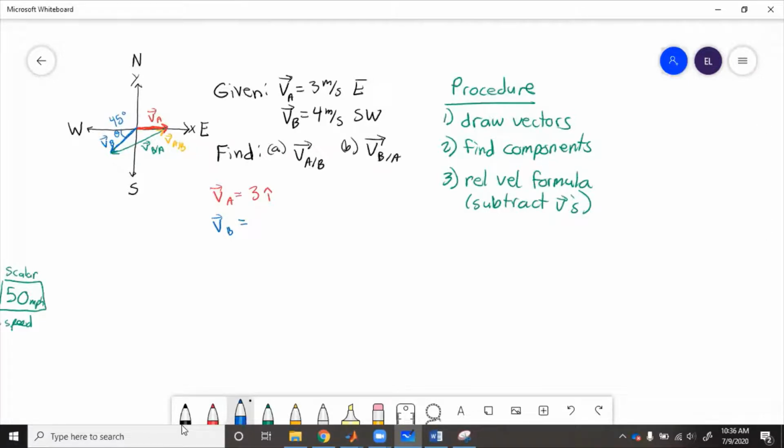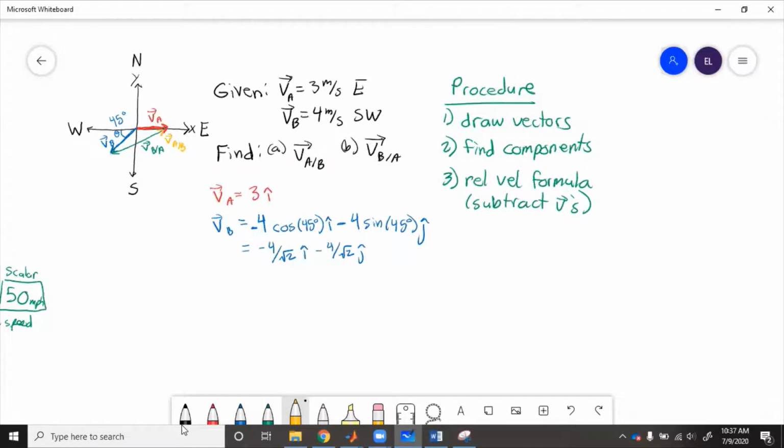So if we break him into components, then that is going to be 4 times the X component, which is cosine 45 degrees in the i direction, but he's going west, so that's negative. And then the j, he's also going down in the Y direction for sine 45 degrees. So we can simplify that, negative 4 over square root of 2 i hat minus 4 over square root of 2 j hat.